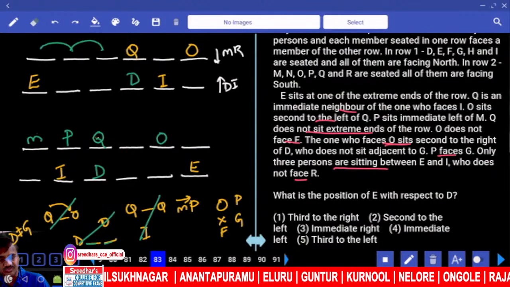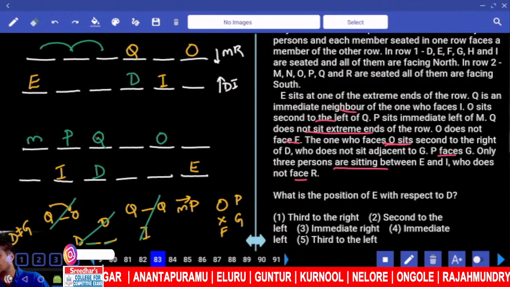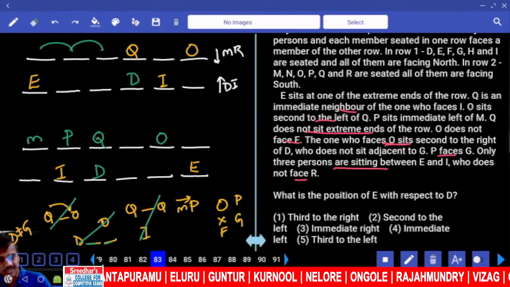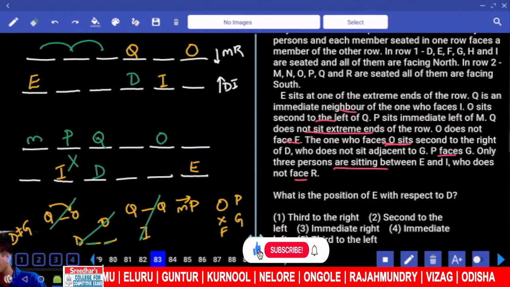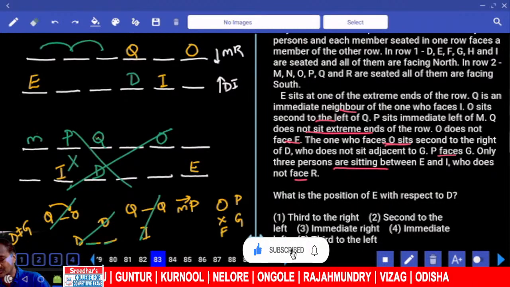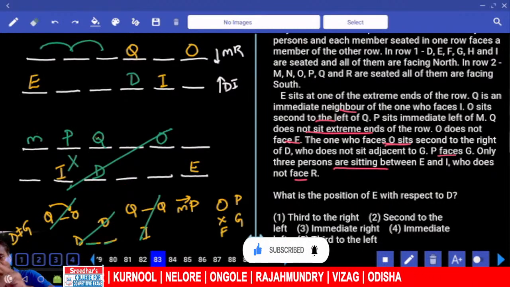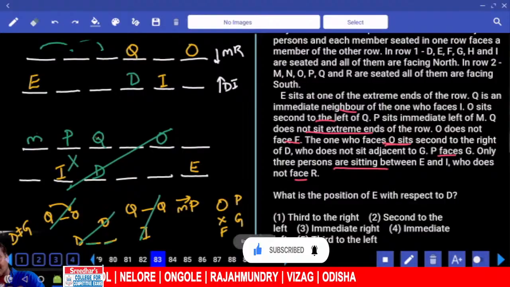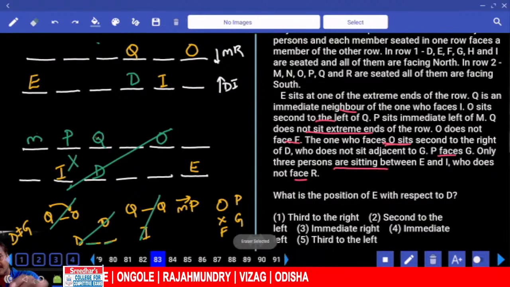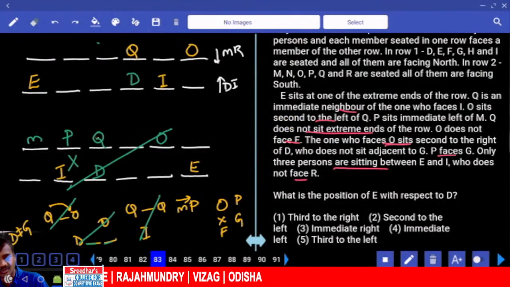Let us finalize this one. P and G are opposite. Is it possible in this case? No, and this case is completely ruled out. As this case is completely ruled out, in this case we have only two possibilities. Now let us take M and P, that is the first possibility. If it is ruled out, then M and P must be like this.